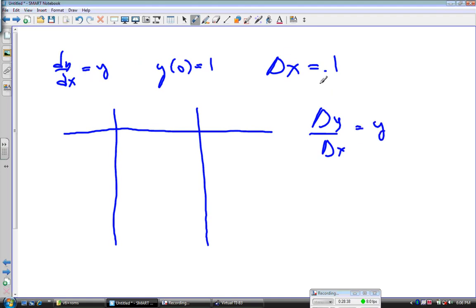Now I'm picking a constant delta x. It's given, or I'll choose it. But I've got to calculate delta y. So delta y, what is it? It's the current y value times delta x. So I'm going to have an x column, a y column, and I'm going to calculate delta y.